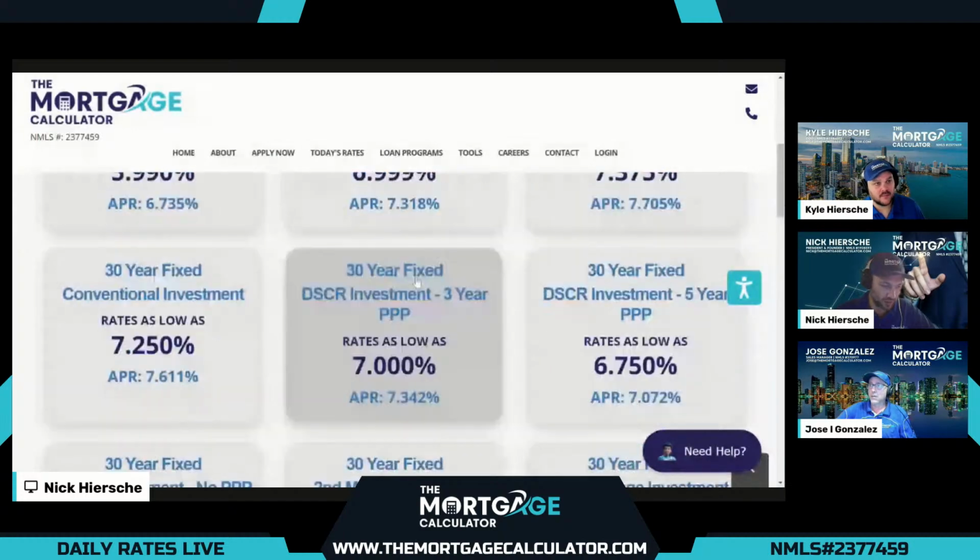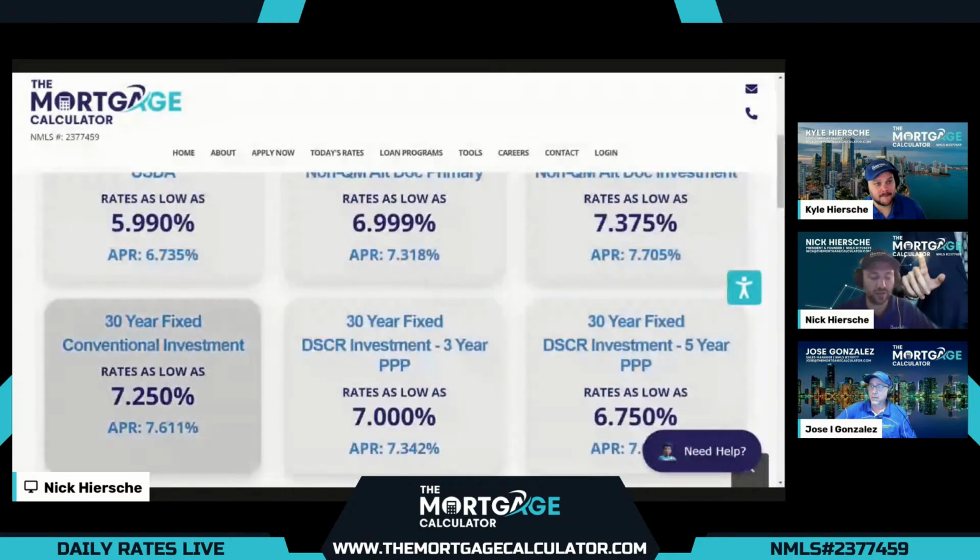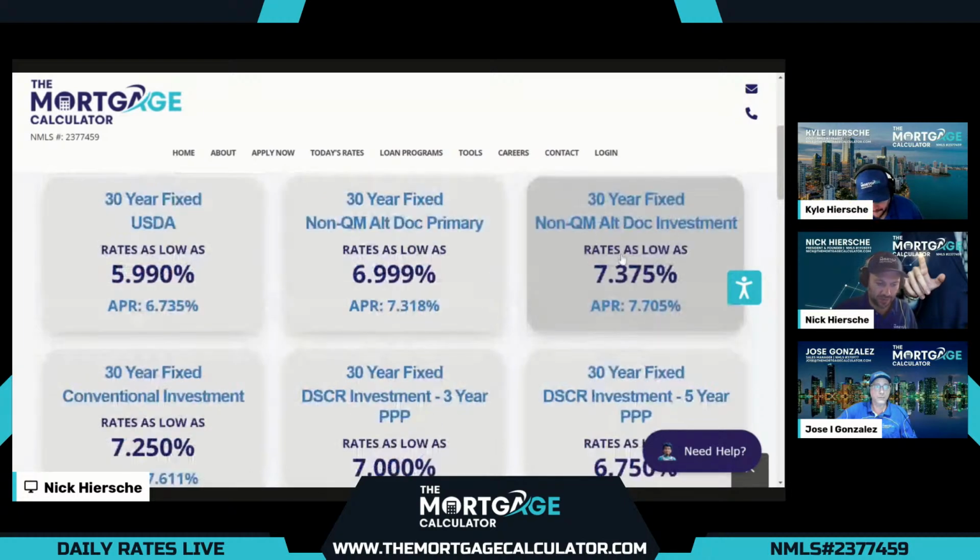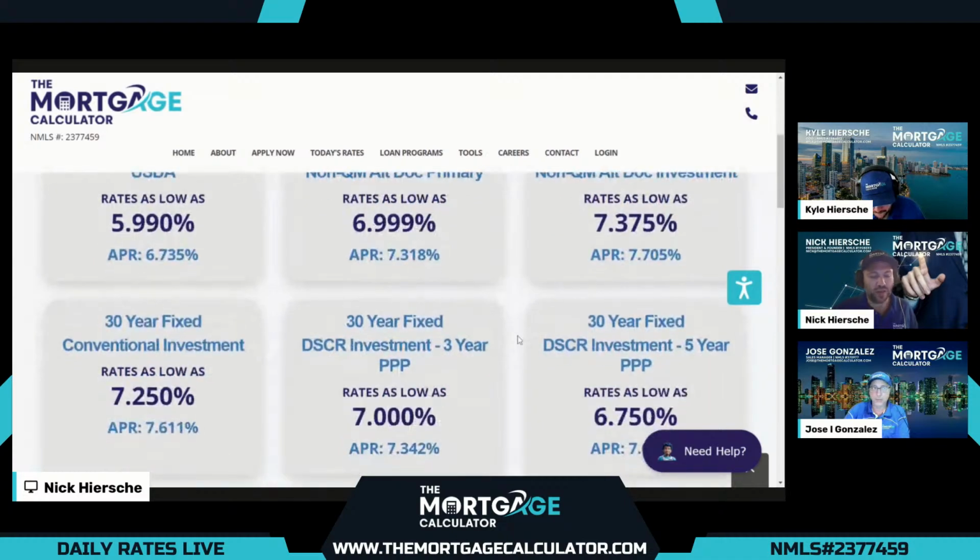And let's compare that with our other investment property options. So first up here, our standard conventional option. Remember, there are no government options, so no VA, USDA, or FHA, but we do have our conventional option for an investment. Rates come in today at 7.25. Final APR 7.611. So it's a touch cheaper than our alt doc option, but we always recommend our investors to check out our favorite program, the DSCR, and the topic for today.